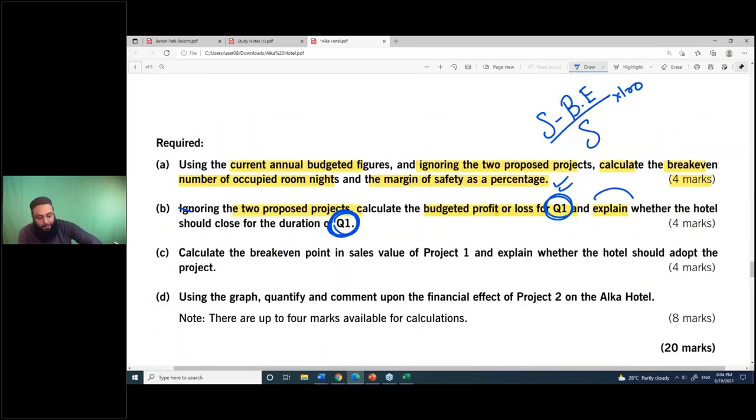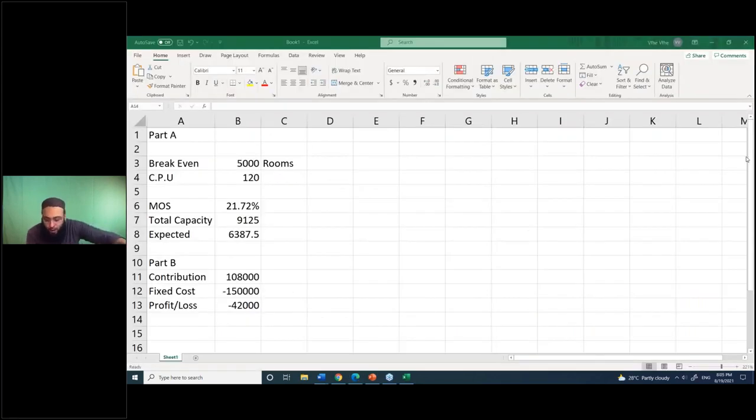What to explain, that's important. What to explain? Explain whether hotels should close for the duration of quarter one or not. Now you have to explain whether it is viable to close it or not. Now, what do you think? Now, here I will ask your suggestion as well. Yes, friends. Should we close? Because we are having a loss. Okay, so I'm getting straight no's from you people, and that's good.